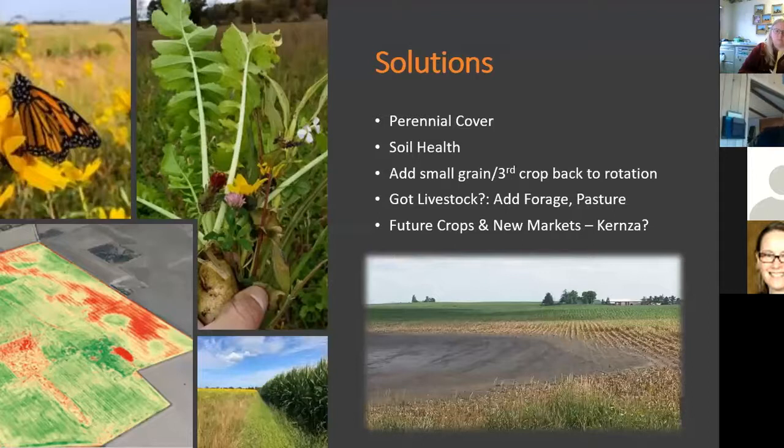So what are the different solutions out there? What kind of things can we explore? Obviously, we went through a few of them here today, but first off would be your perennial cover. This is voluntary. Do you want to look at different programs and how that impacts your bottom line? Or do you just want to do something on your own and potentially use it for hay or whatever else that you need? Second would be soil health.